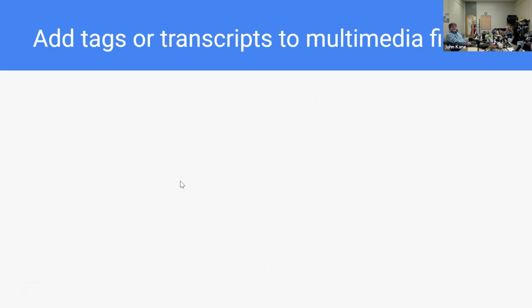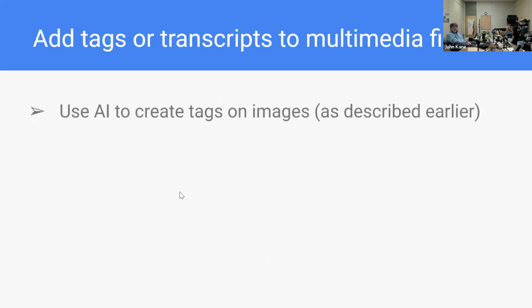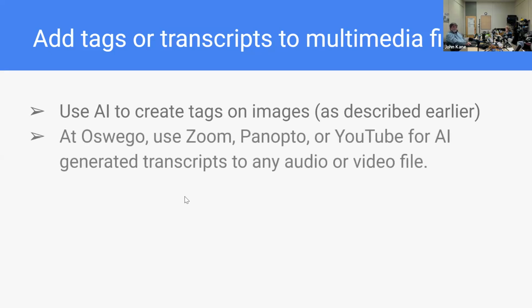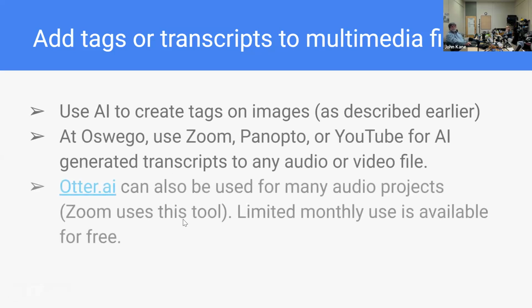Okay, this is one that I've been working on. This is to add tags or transcripts to multimedia files. This was left over. But if you want to create tags on images, just do that as before. If you want to generate transcripts at Oswego, the easiest way to do it is to use Zoom, Panopto, or YouTube. They all use AI tools to generate transcripts, and they're generally pretty accurate. And you can always go back in and edit them.